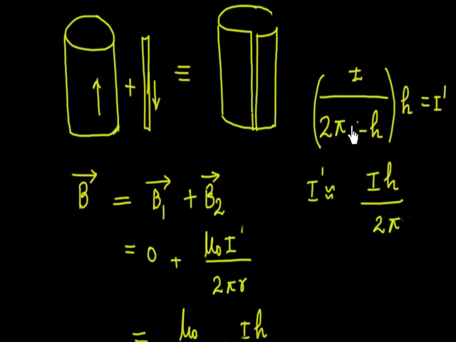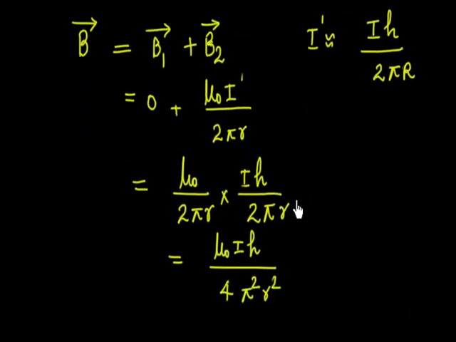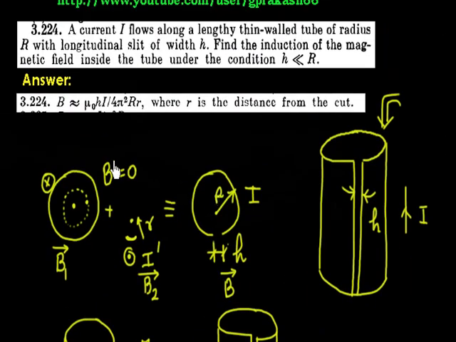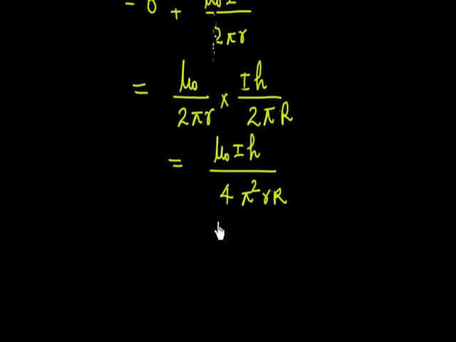So let me write. This is 2 pi r. This is again 2 pi r. And I have to write here this value is capital R. So if I plug this capital R, and here I have to also write capital R, this becomes 4 pi r square, r into r. Are you getting or not? So this is the same answer. You have mu naught I h over 4 pi r square, r into r.